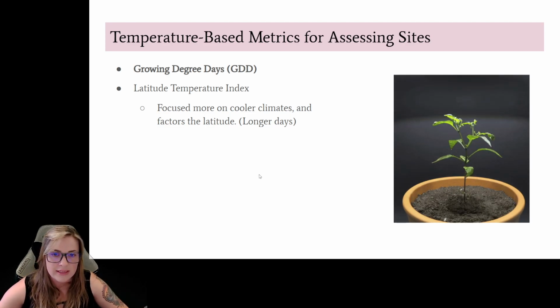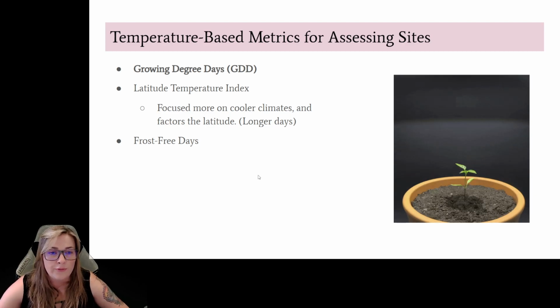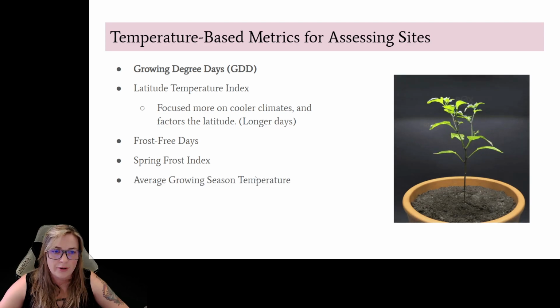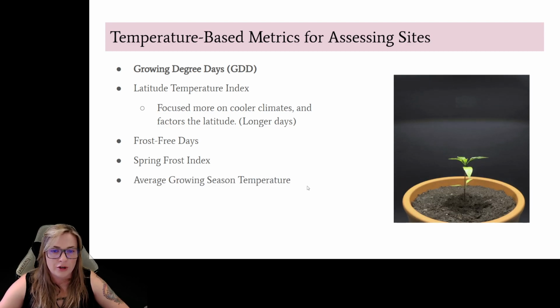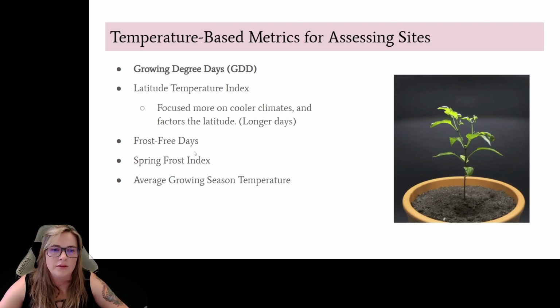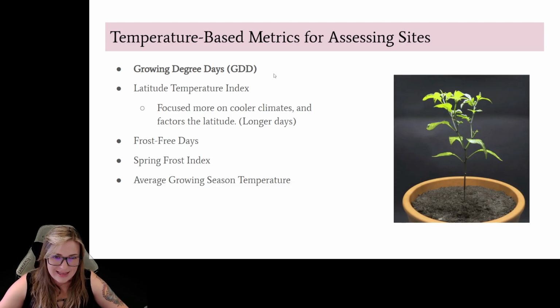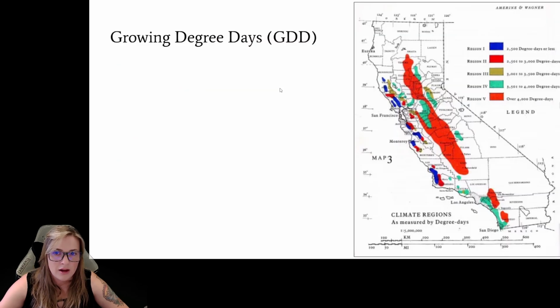It makes a little more detail. There's also frost-free days and the spring frost index, very important. And then also the average growing season temperature. So we'll touch a little bit on these, but the textbook has more information if you'd like to know. Growing degree days is going to be the big one that we'll talk about.